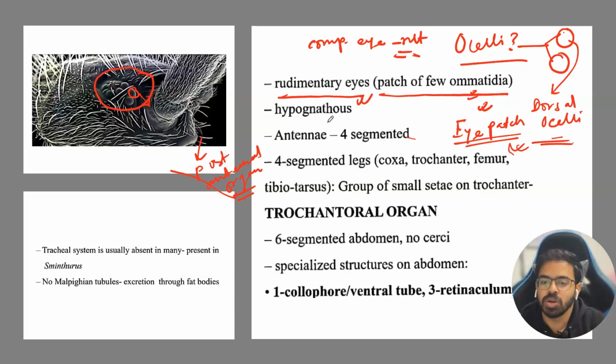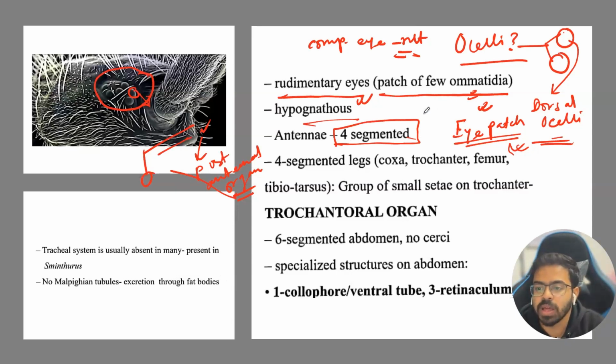Then how are the mouth parts? It is hypognathous. Means mouth parts are projected at right angle to the body axis, just like your grasshopper's mouth parts. This is the mouth parts, this is the body axis. So it is a 90-degree angle. Antenna is present, and for your information, it is a 4-segmented antenna.